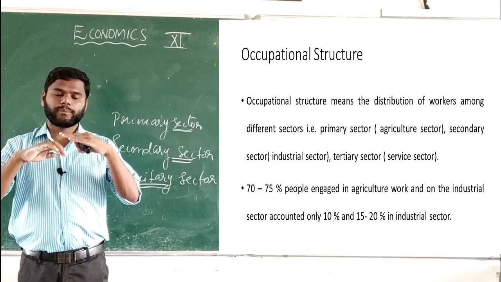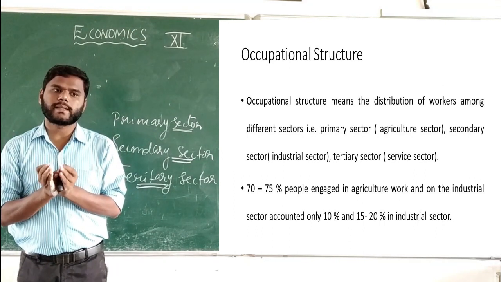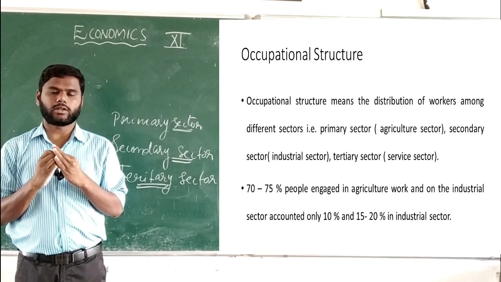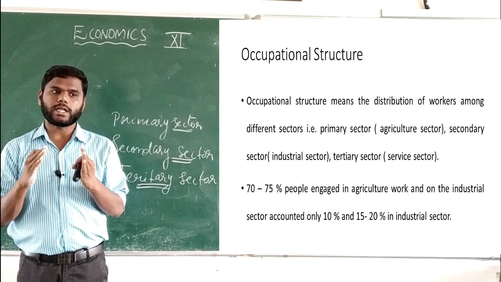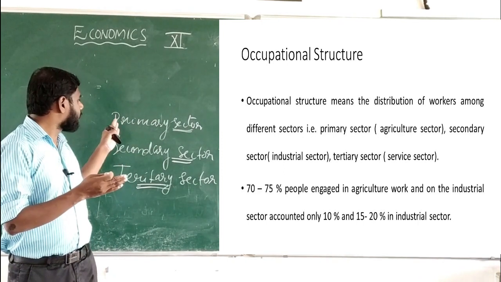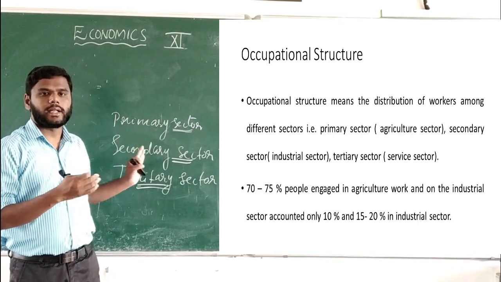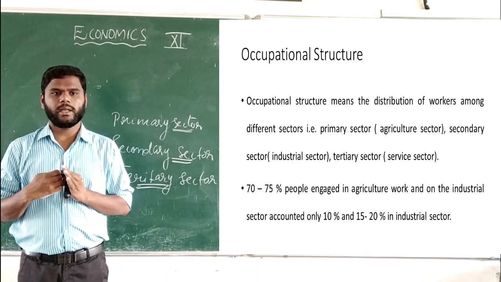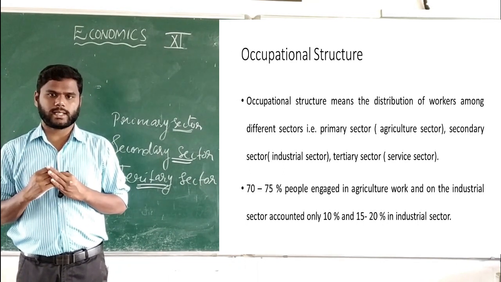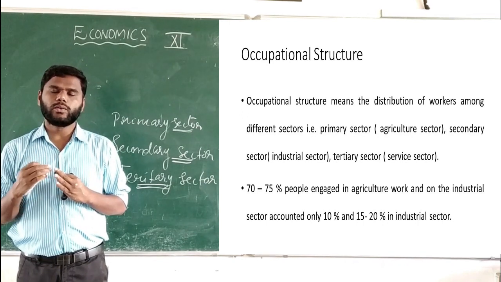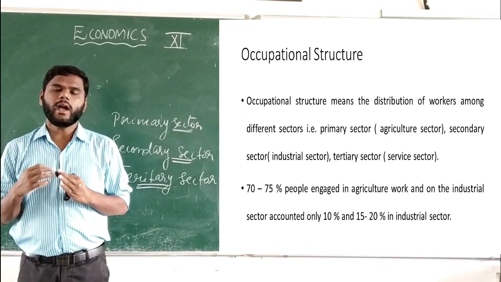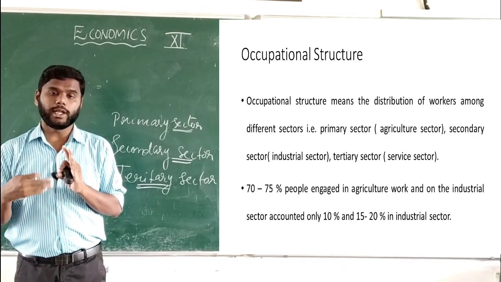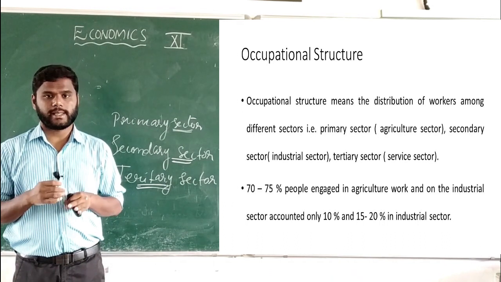So total occupations also can be divided into three sectors, that is under primary, secondary and tertiary sector. During the rule of English East India Company, how was the occupational structure? In Britishകാർ ഭരിക്കുമ്പോൾ എങ്ങനെയായിരുന്നു occupational structure?